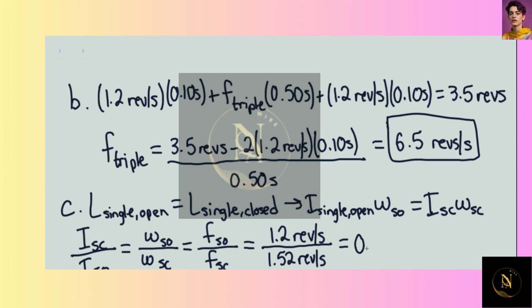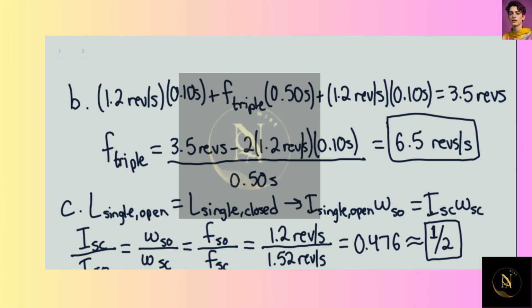This is equaling 0.476, and we can essentially round to approximately 1/2. So this would be the ratio of the moment of inertia of the single closed versus the single open. This is essentially meaning that the single moment of inertia must be reduced by a factor of 2.